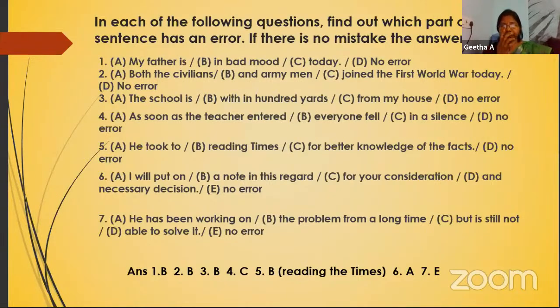And then the fourth one is: as soon as a teacher entered, everyone fell silent. You don't say in a silence, we say they fell silent. So that is C. And the fifth one is: he took to reading the times. When you say reading times, it doesn't make any sense. But when you say the times, it is supposed to be some magazine or a newspaper or whatever. So you say he took to reading the times.